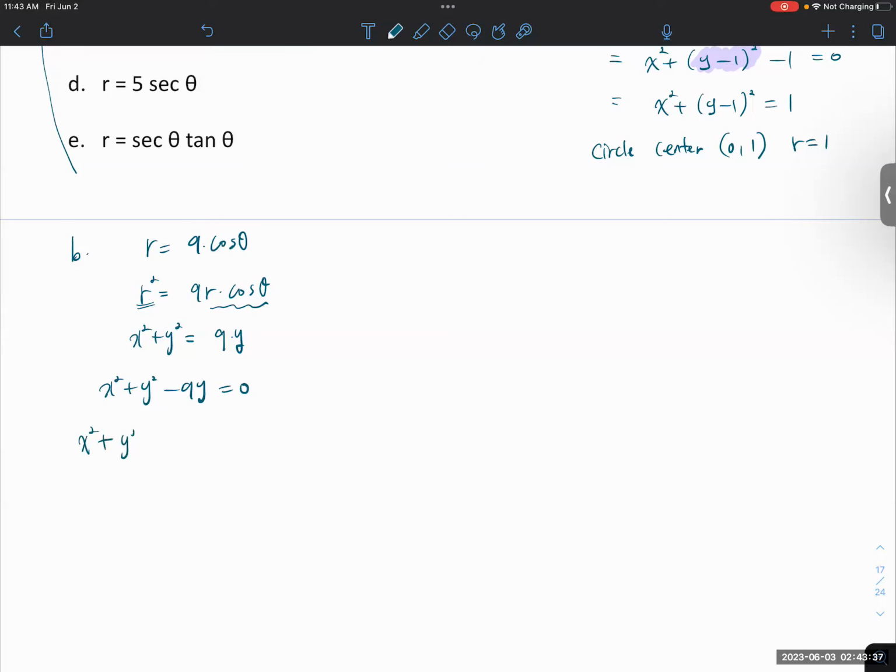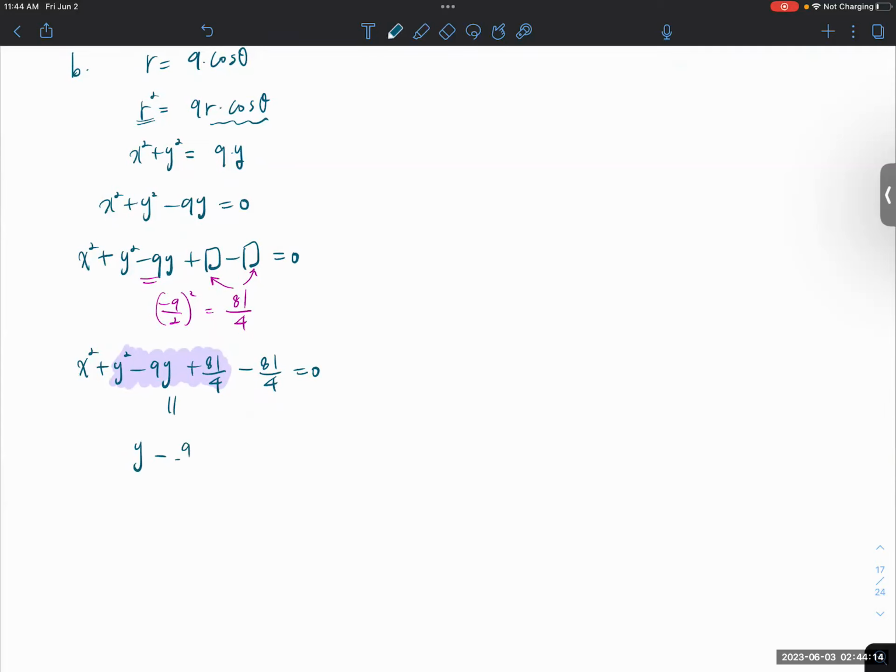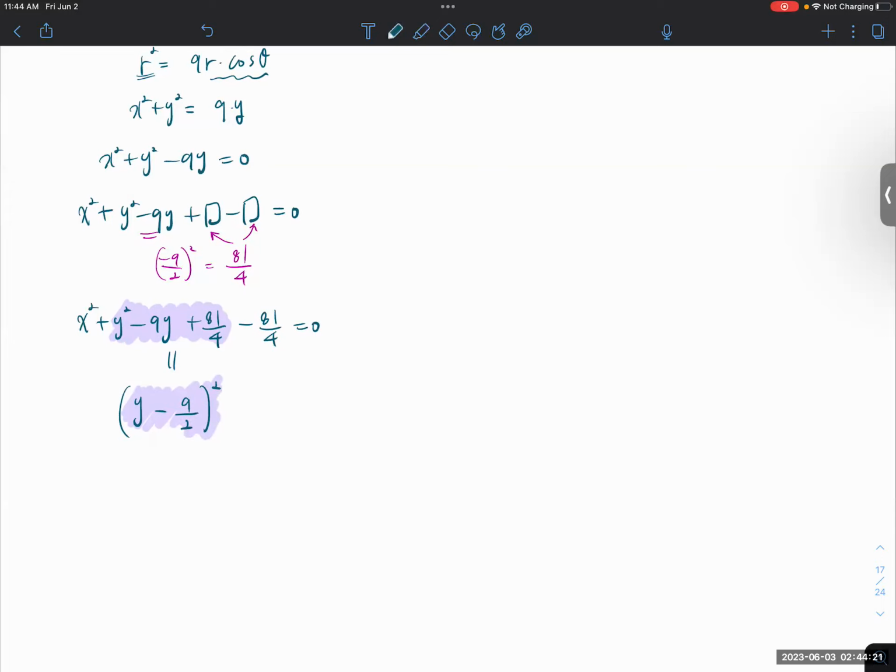You're going to find the number to complete the square. To find that number, you take half of it and square it, correct? So that is going to be 81 over 4. So you add 81 over 4 and subtract 81 over 4. If I rewrite it: x squared plus y squared, negative 9y plus 81 over 4 minus 81 over 4 equals 0. Why? Because these three terms are going to factor as y minus 9 over 2 to the second power. They're going to be the same. So therefore, x squared and then minus 81 over 4 equals 0.